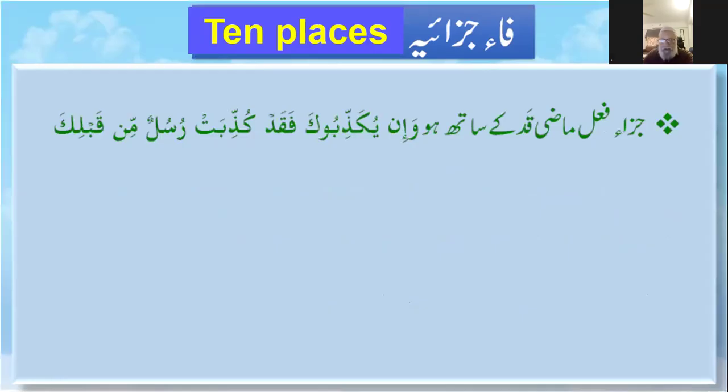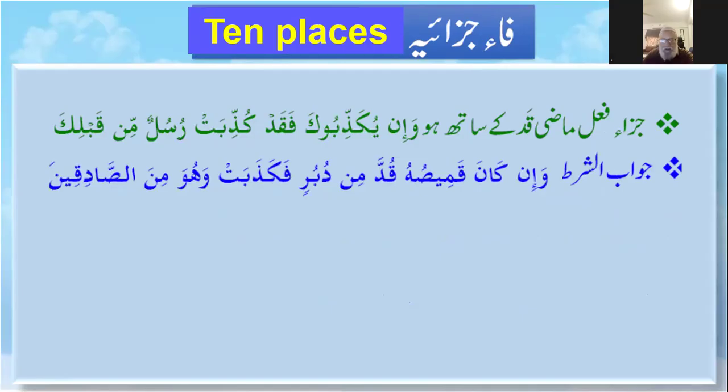Then jaza fil mazi with qad. Wa in yukadhdhibuka faqad kudhdhibat rusulun min qablika. Look, faqad kudhdhibat. Qad kudhdhibat is coming as a jawab shart. So fa has come. Another example: wa in kana qamisuhu qudda min dubur fakadhabat wa huwa minas-sadiqin. Qad has come in the sentence, so fa is required.